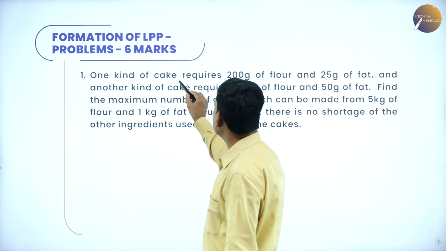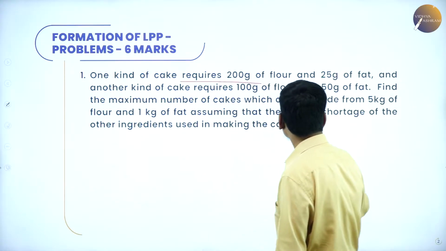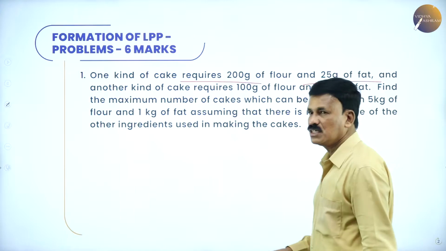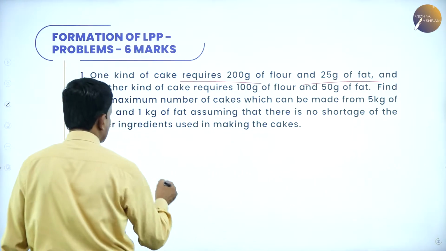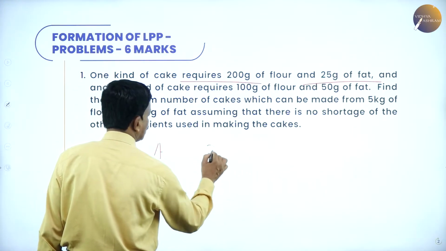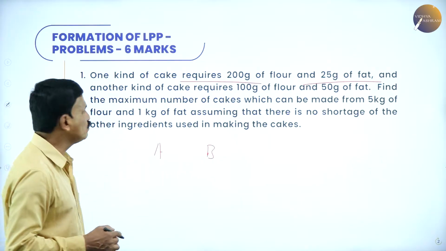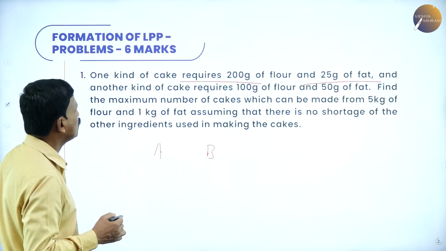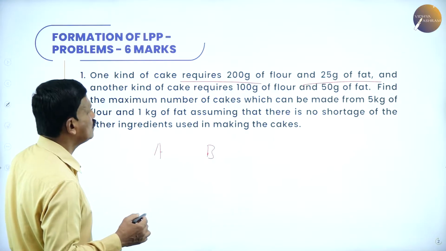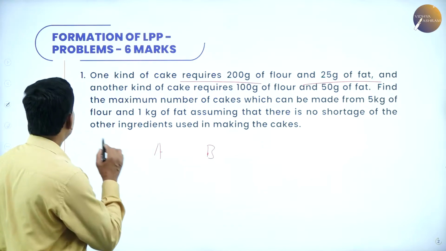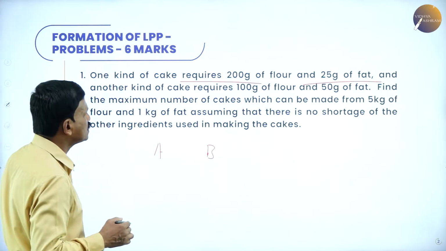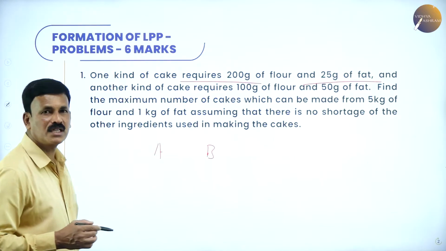One kind of cake requires 200 grams of flour and 25 grams of fat. Now there are two types of cakes. Let us consider them as A and B. One kind of cake requires 200 grams of flour and 50 grams of fat, and the other kind of cake requires 100 grams of flour and 50 grams of fat.